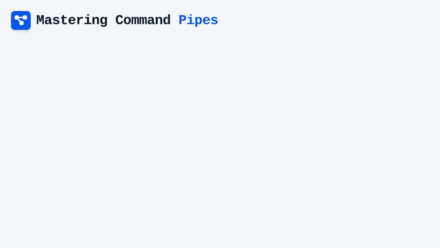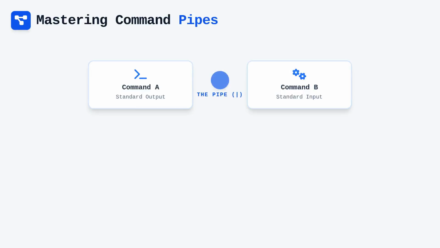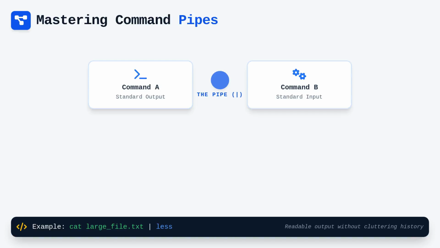Pipes represent the most versatile mechanism for linking commands together by connecting the standard output of one process to the standard input of another. By utilizing the vertical bar character, you can create a chain of operations where each component performs a specialized task. A classic example is piping the output of cat into less to make large file content readable at your own pace without cluttering your shell history.